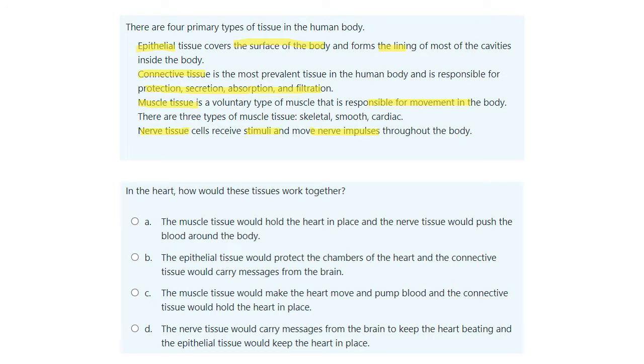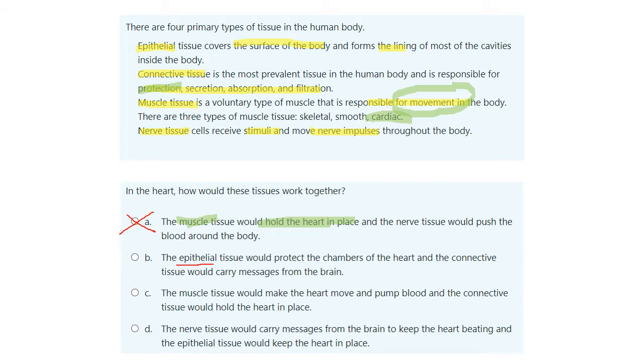So, in the heart, how would these tissues work together? Well, just in case you don't know, cardiac means in the heart. So in the heart, we definitely will have muscle tissue. The muscle tissue would hold the heart in place. Well, holding something in place might be about protection. It would not be about movement. And muscle tissue is about moving. Nerve tissue pushing the blood around the body, well, the pushing would be moving. So A cannot be correct.